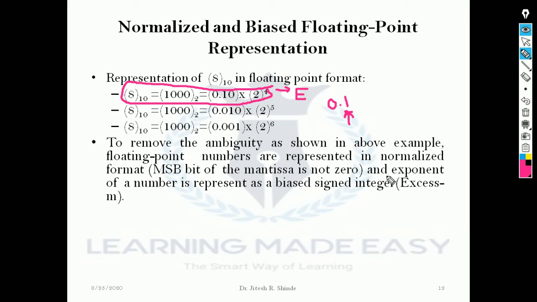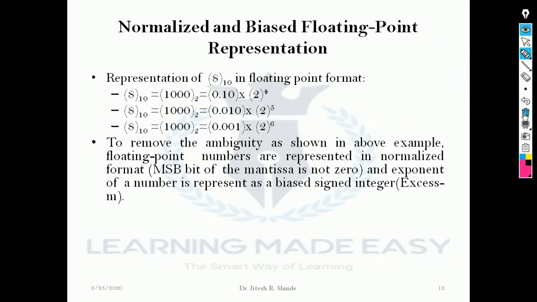And further, what is the bias concept? The exponent of a number is represented as a biased signed integer. The purpose of introducing the concept of bias here is that the exponent value sometimes may come out to be a positive value and sometimes a negative value. To ensure that the exponent range is always positive, the concept of bias is introduced.